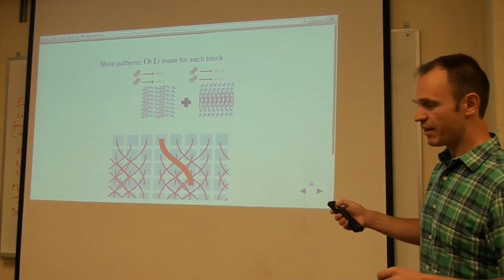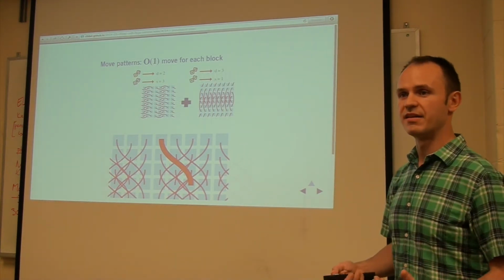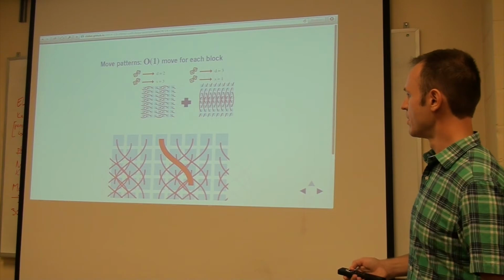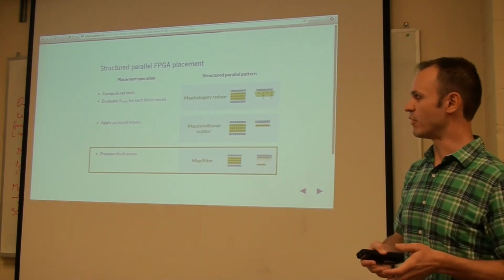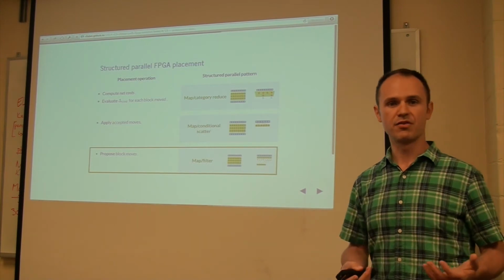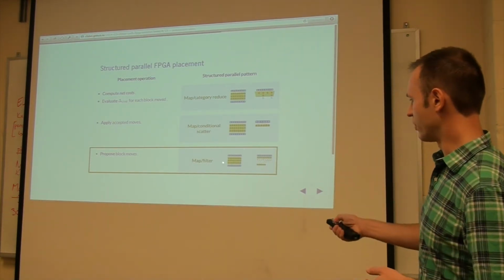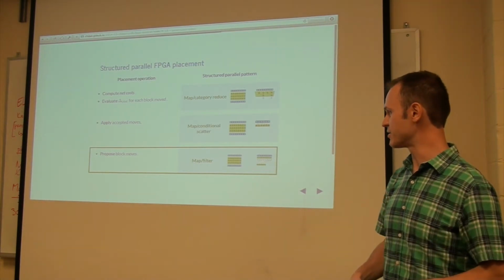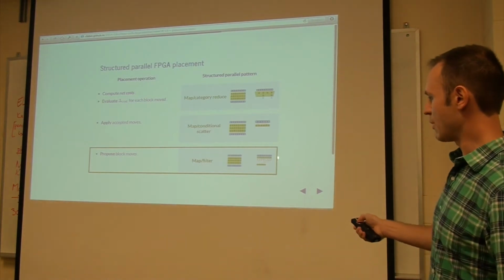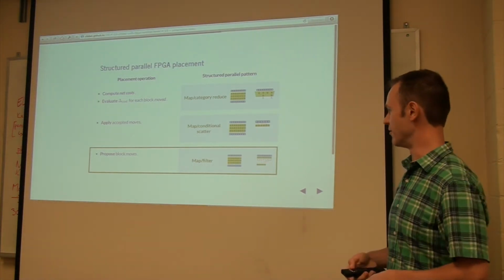And so each block can then compute its move in constant time, and this can be done independently from all of the other blocks. So this is the last piece of the puzzle that we need to implement all of the key operations of placement using structured parallel patterns. And so by using that pattern, we can apply a map pattern to assign a move to each block. And then we can optionally filter down only the blocks that are moving within a given iteration.